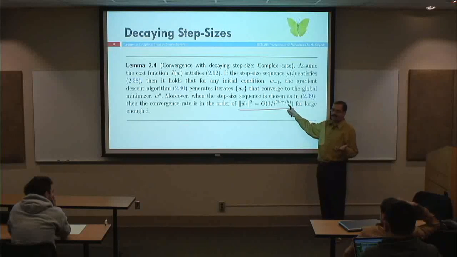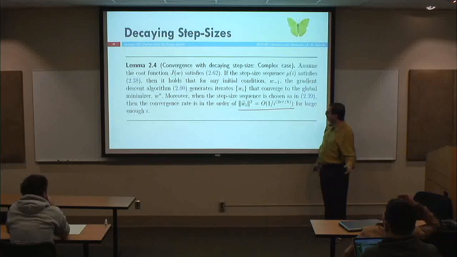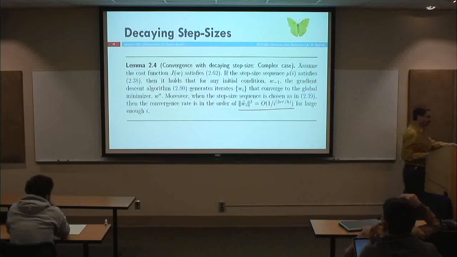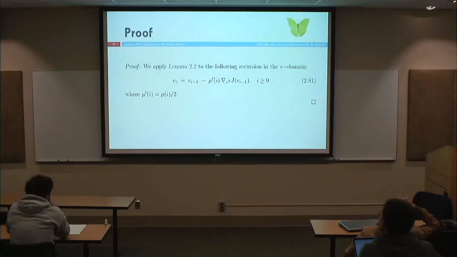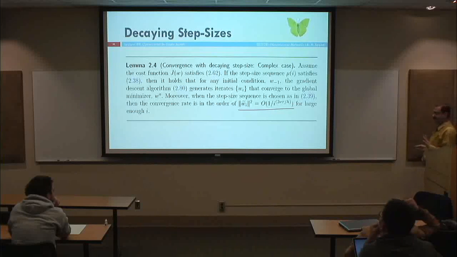You have the H there. How do you get it, right? You just write down the recursion in the real case, use the fact that this is mu prime and go back, right? You will get this bound. Fine? Okay.